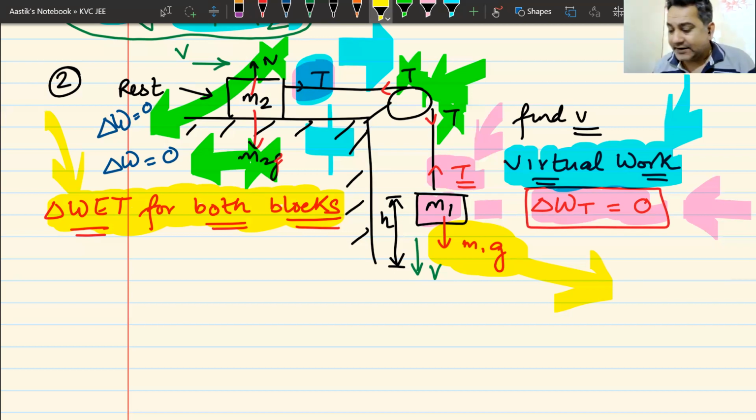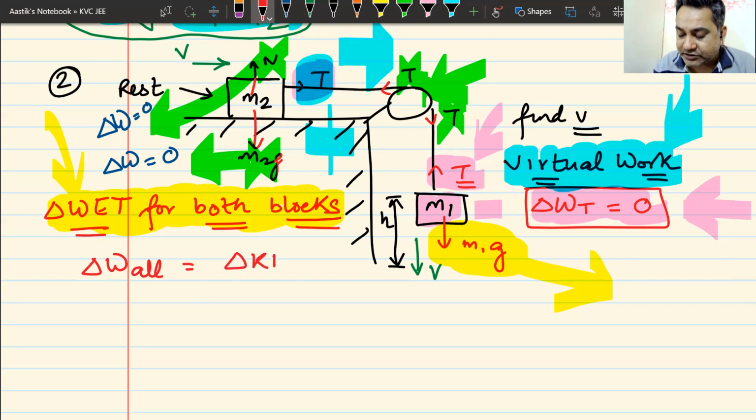Now, if I apply it for the entire system, and that is what I wanted to tell you, in the first case, that was the reason this question was given. How do I apply the work energy theorem for an entire system? Previously, we have done it for one block. For one block, if I write the work energy theorem, it will be: work done by all forces will be equal to change in kinetic energy.